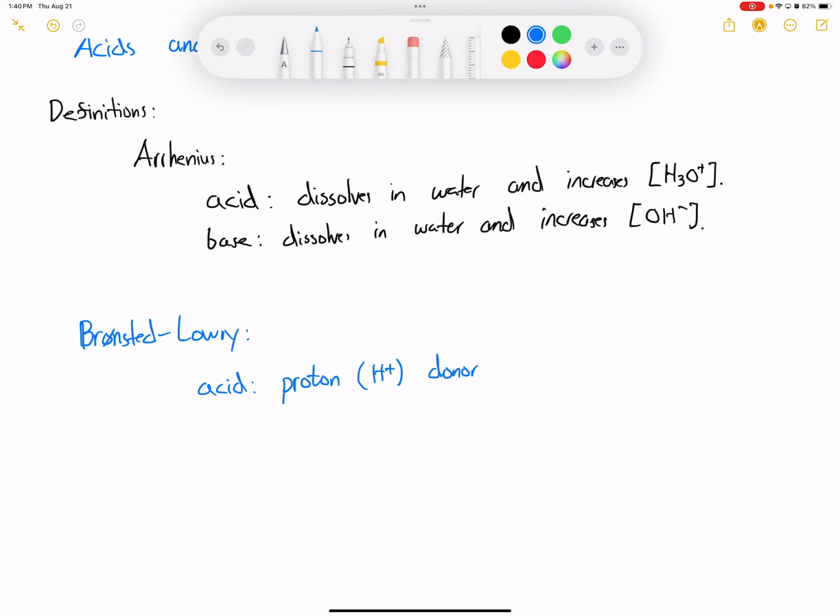What about base? What's that? Yeah, proton acceptor, or accepts the proton, okay? So that's the most common definition we see.